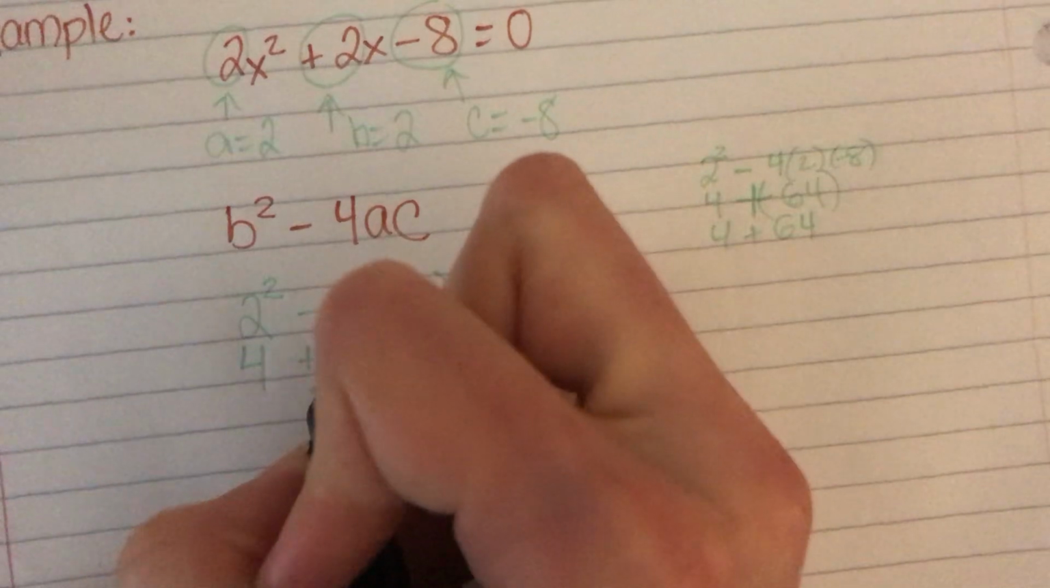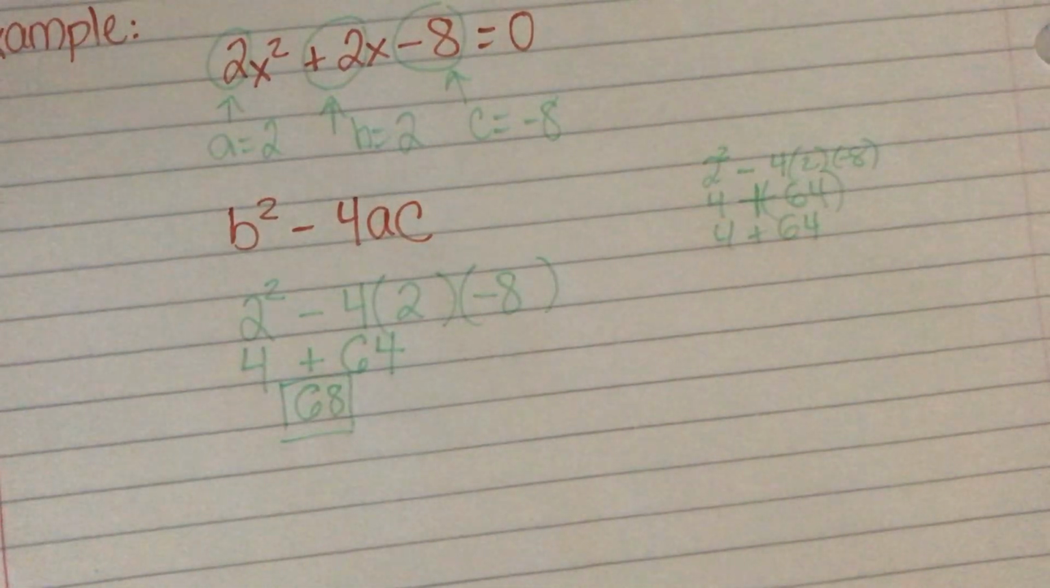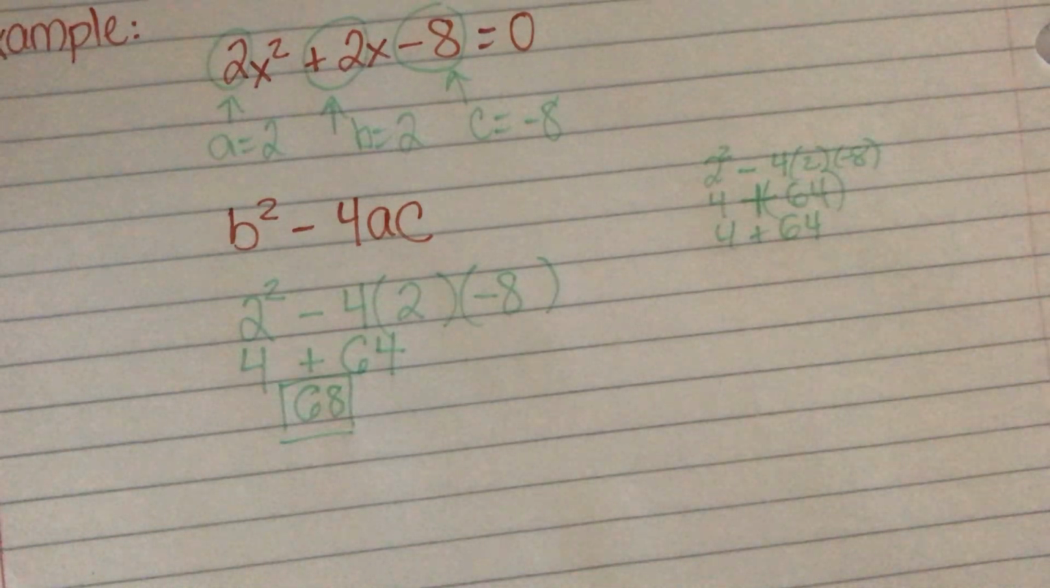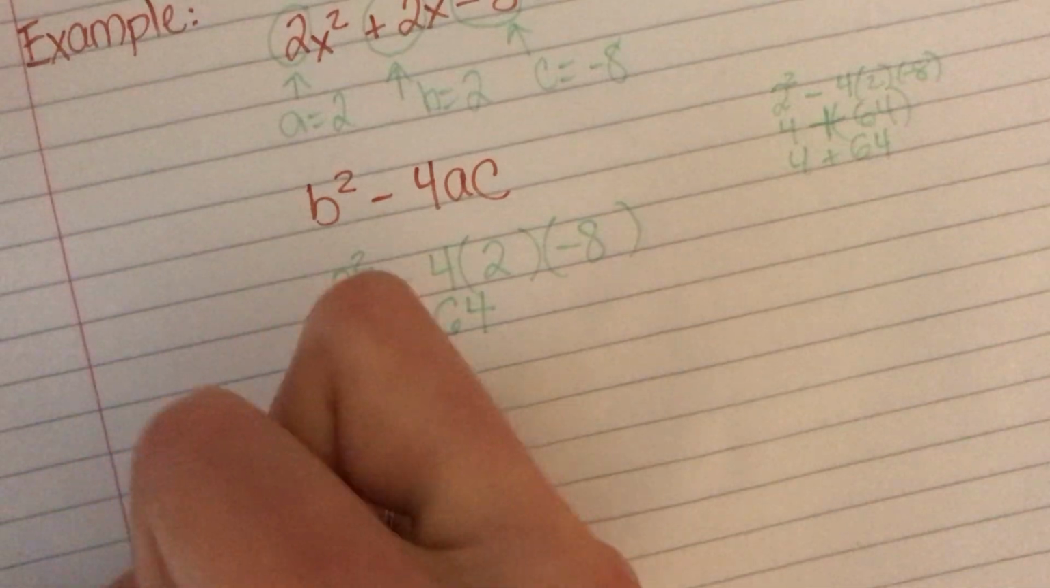Okay, so what is 4 plus 64? It's 68. Okay, so that's just an example of how to find the discriminant. Now quickly we're going to look at why does the discriminant matter, or what information does this give us?